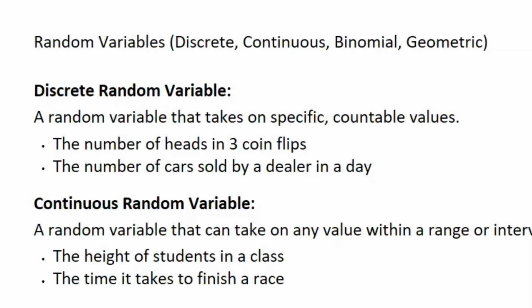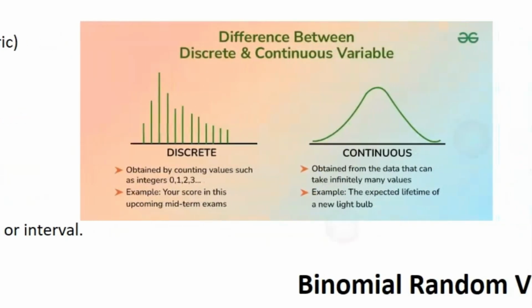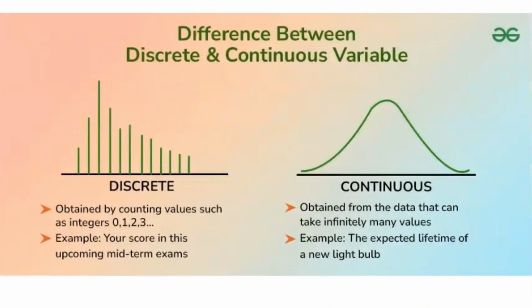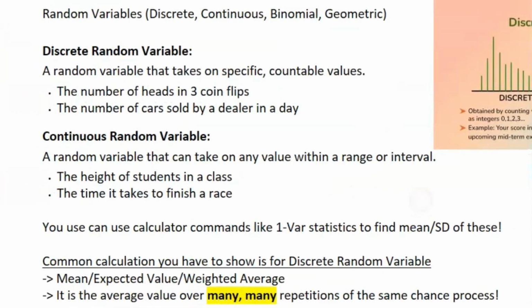Also, the time it takes to finish a race, right? It's incremental. It's not just finishing a race in 1 second or 2 seconds. You can also be like 1.1111. You get the point, right? And here is another diagram just to show the difference between discrete and continuous variables.